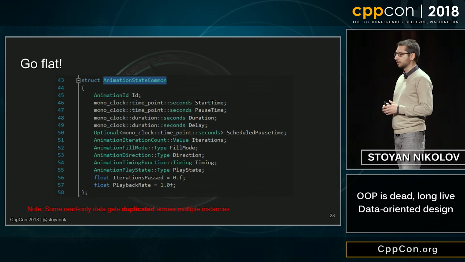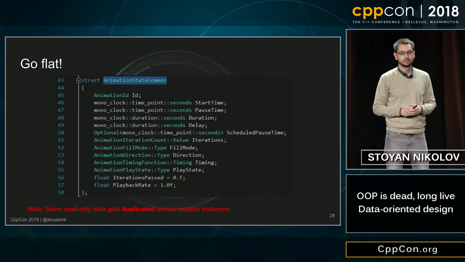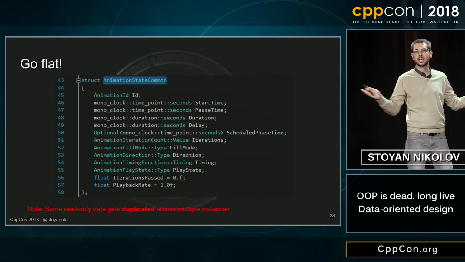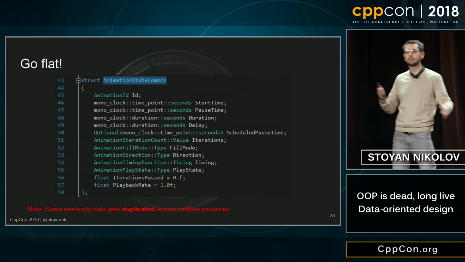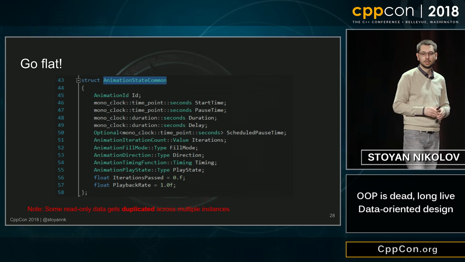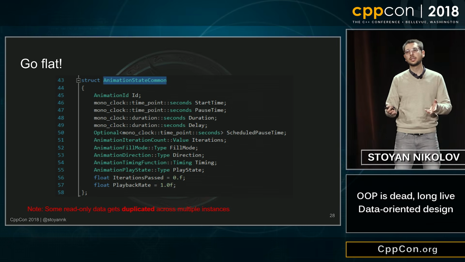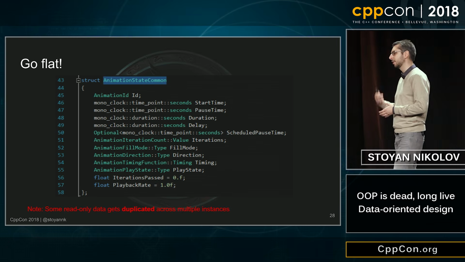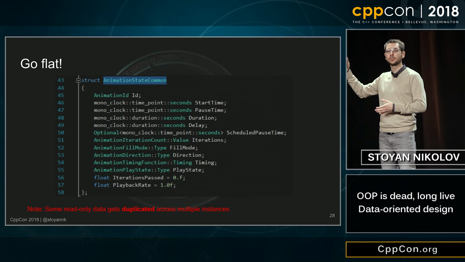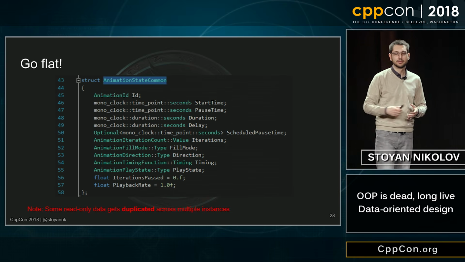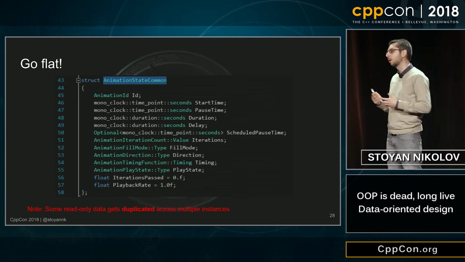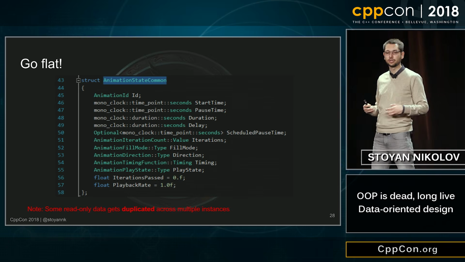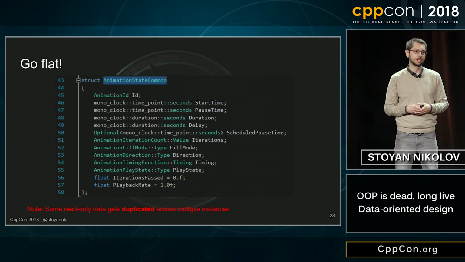How do we build those animation states? Well, it's very easy. Again, go flat, forget about methods. Just have a plain old data style struct with all the data that we need. The details are not important. This is the runtime data that we need, so the start time, the pause time of the animation. And here's a bit of a twist. We also have all the animation definition copied for each animation state.